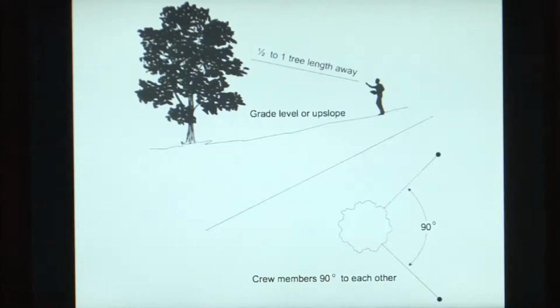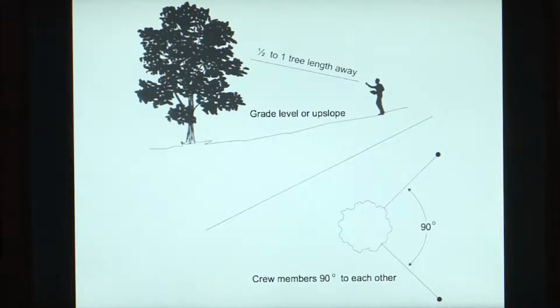If we look at this figure, here you can see an observer who is trying to take the measurement of this tree canopy. The person needs to stand at the grade level, that is the ground level, or on an upslope position. The distance from the tree should be approximately half to one tree lengths away, so that the whole canopy is visible from that point. In the bottom chart you can see where the crew members need to stand if you need to take two measurements.